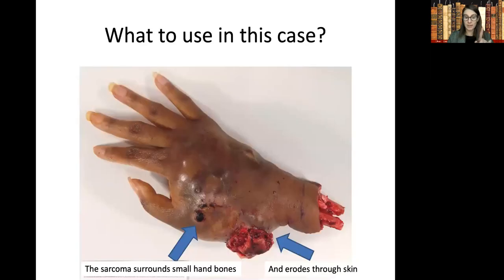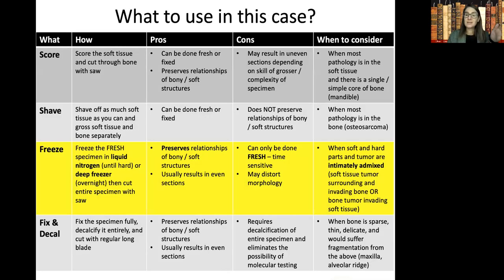So back to our case. Remember, the sarcoma is expected to surround the small hand bones. You can see it diffusely involving the skin, at least superficially, so we assume it's also involving those deeper compartments. So in this case, we're going to go with that freeze technique. We're going to freeze it in either liquid nitrogen or deep freezer overnight. We will be able to cut it with a large bone saw, preserving those anatomic relationships. But again, this has to be done in the fresh state.